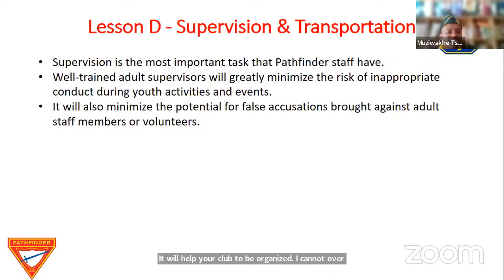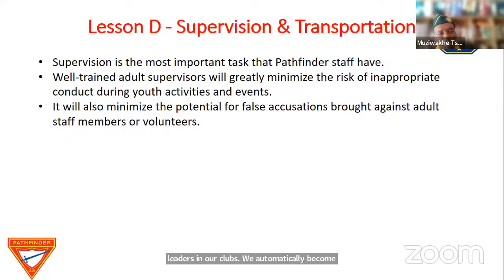All right. Lesson D, it talks about supervision and transportation. Here we emphasize that the supervision is the most important task that the Pathfinder staff will actually have. And we need to note that well-trained adult supervisors will greatly minimize the risk of inappropriate conduct during youth activities and events. And all of us who are counselors, who are leaders in our clubs, we automatically become supervisors.